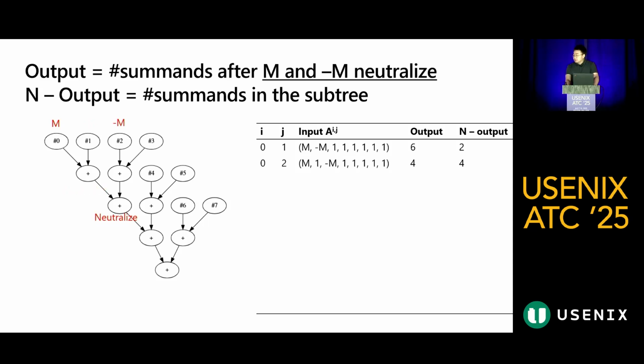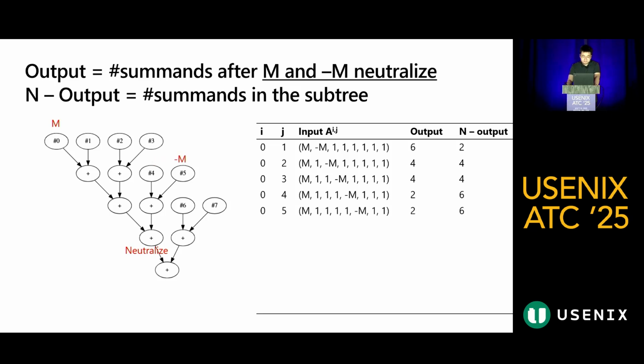Let's move to the next step. In the next step, M at index 0 and negative M at index 2 cancel each other out to 0 at the node labeled neutralized. The number of leaf nodes under the LCA equals 4 minus the summation output, which is 4. The computation is similar to the previous one. We will enumerate many combinations for this, so let's skip it.